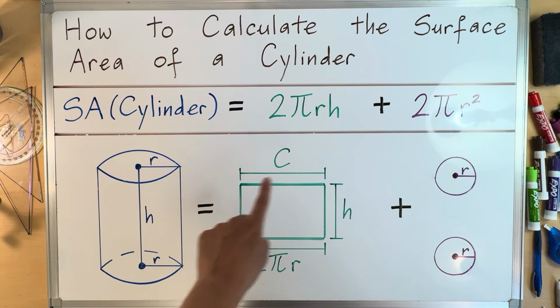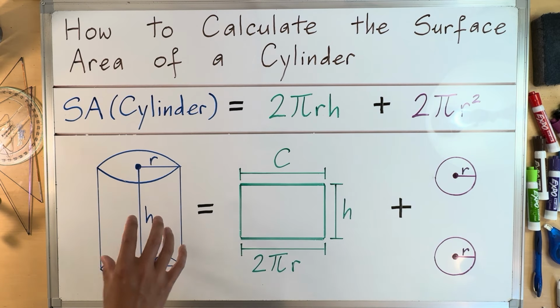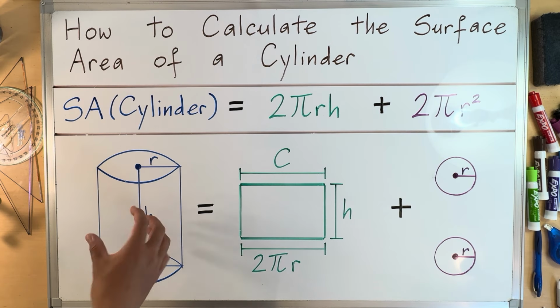And I'm going to demonstrate to you why that is the case. One of the circles represents the top circle of the cylinder, while the other circle represents the bottom circle of the cylinder. And as for the rectangle, it represents this surface area right here that's to the side.